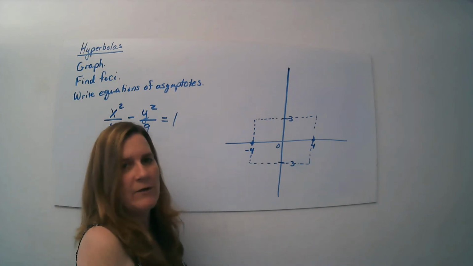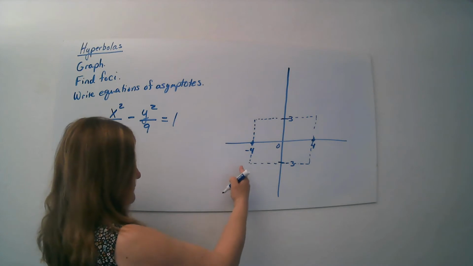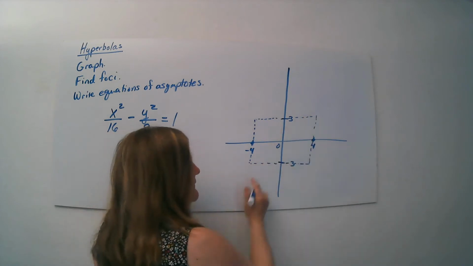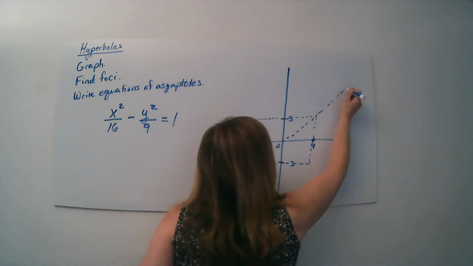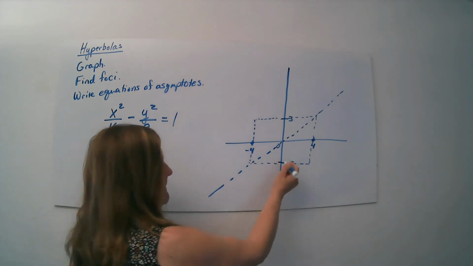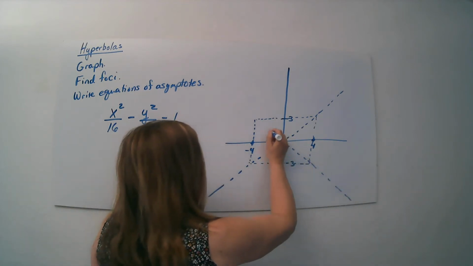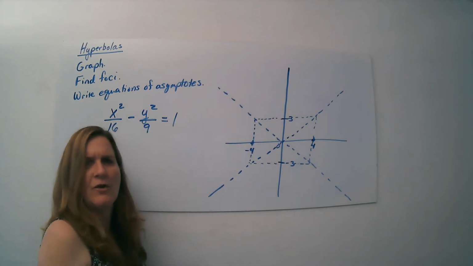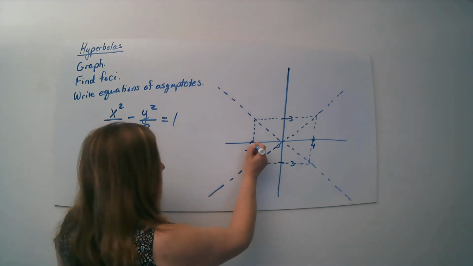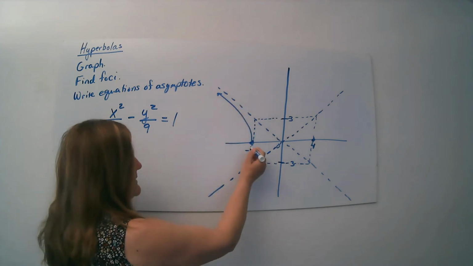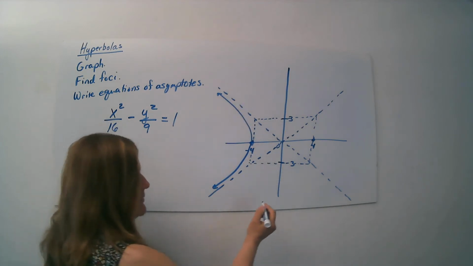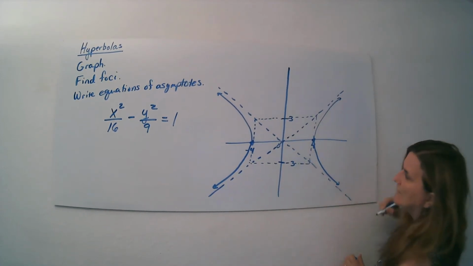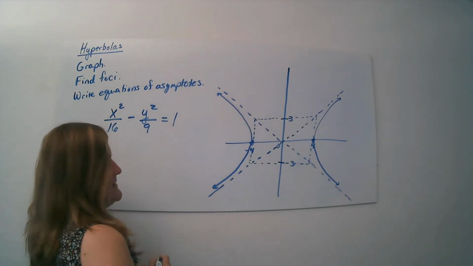The asymptotes are the lines that contain the diagonals of this box. So let's draw again. And now we can draw the hyperbola because those asymptotes are our graphing guides. So our hyperbola goes toward this asymptote and this one, and similarly over here. And we have our hyperbola graphed.